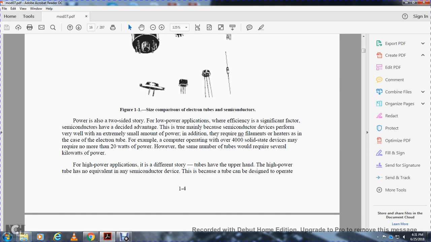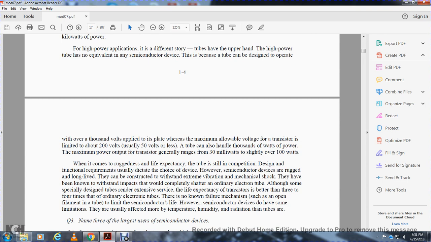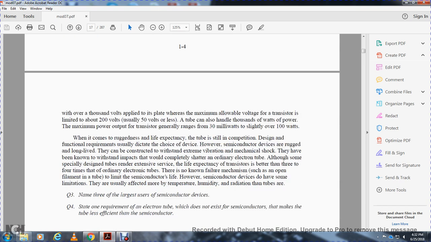For high power applications, it is a different story. Tubes have the upper hand. The higher power has no equivalent in semiconductor devices. This is because a tube can be designed to operate with over 1,000 volts applied to its plate, whereas the maximum allowable voltage of a transistor is limited to 200 volts, usually 50 volts or less. The tube can handle 1,000 watts of power. The maximum power output of a transistor generally ranges from 30 milliwatts to slightly over 100 watts.